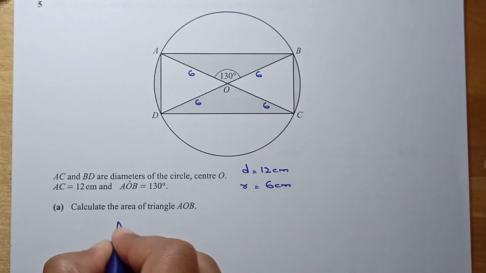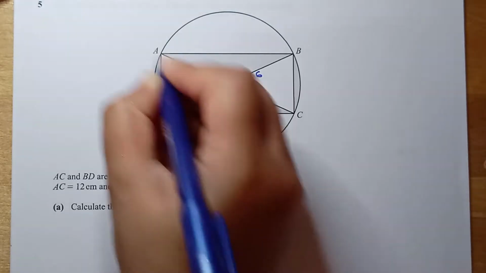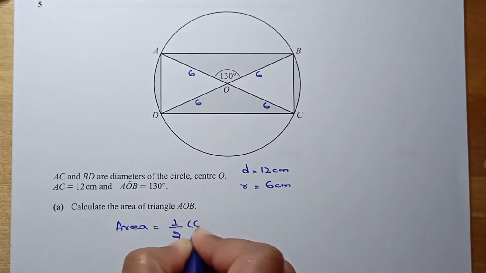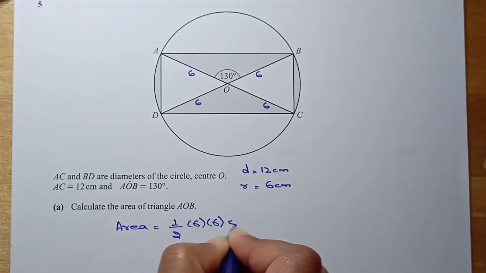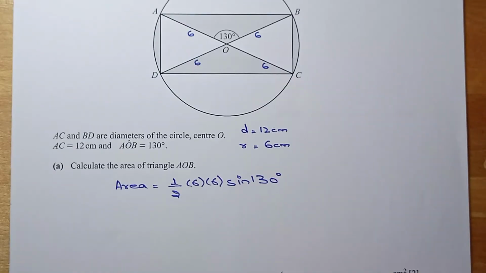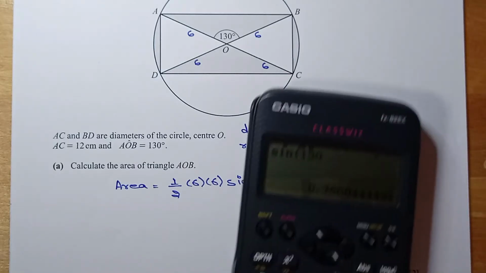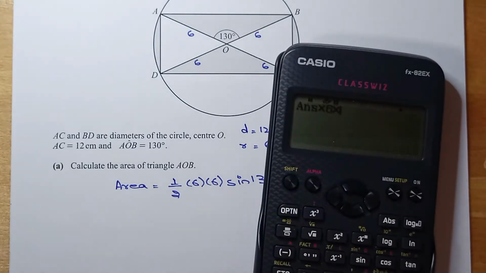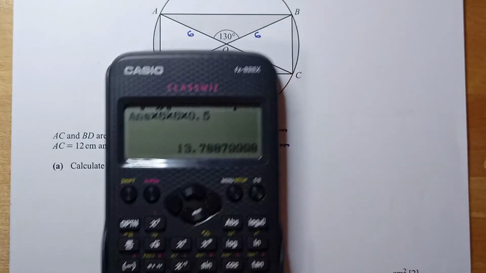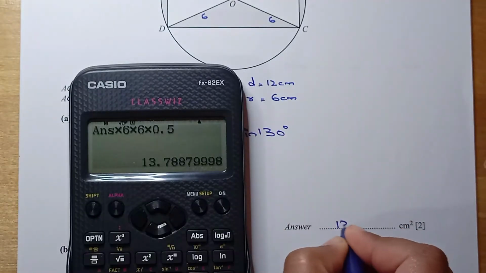That's pretty easy. For the area, we can say half times the two sides OA and OB, 6 times 6, and the sine of the angle between them, sine 130. We will get the area. Let me calculate it: sine 130 times 6 times 6 times 0.5. So 13.78, or 13.8 if we round it, centimeters squared.